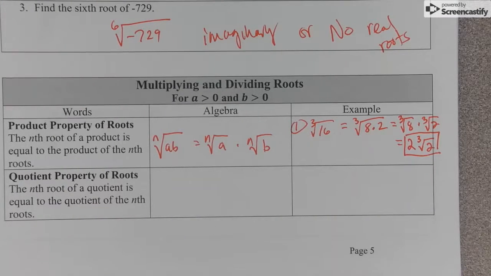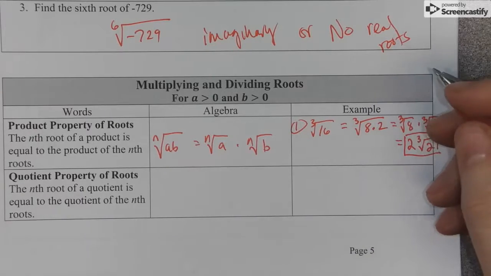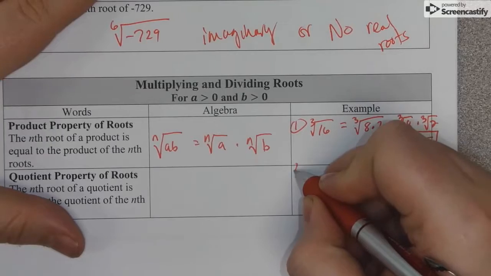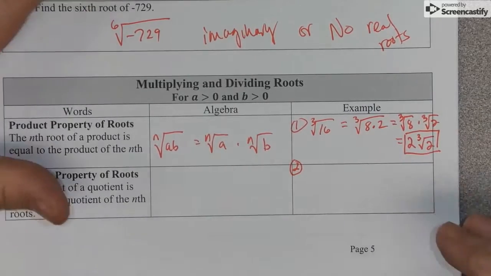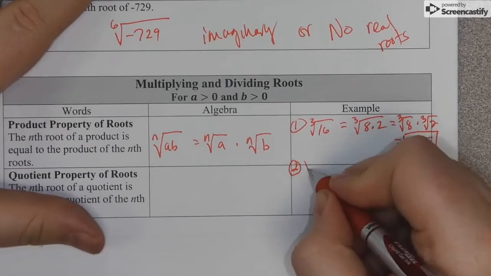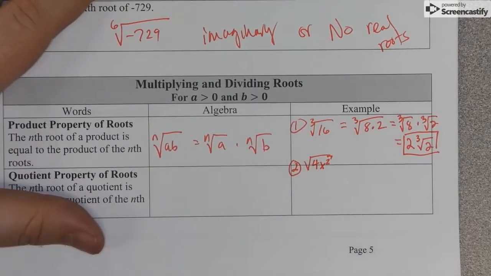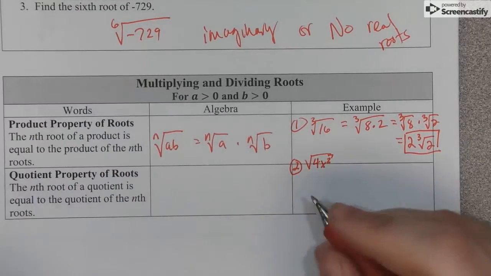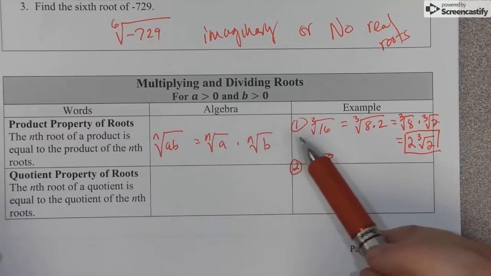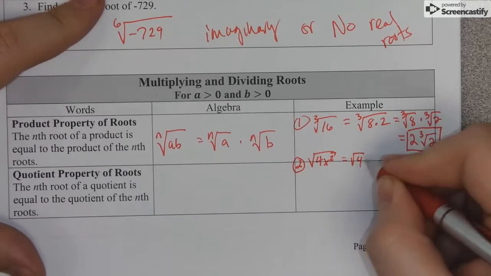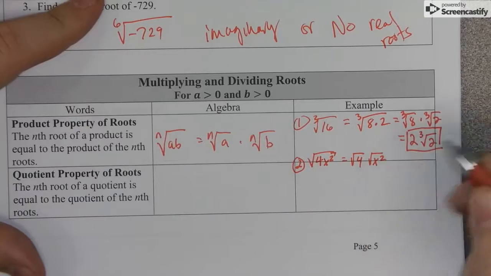This is also true for the case where you have numbers and letters mixed together. So if we could squeeze one more in here, that would be great. Let's say we have the square root of 4x to the power of 2. Well, I know I can break this apart using this product property. So this is going to be the square root of 4 times the square root of x squared.